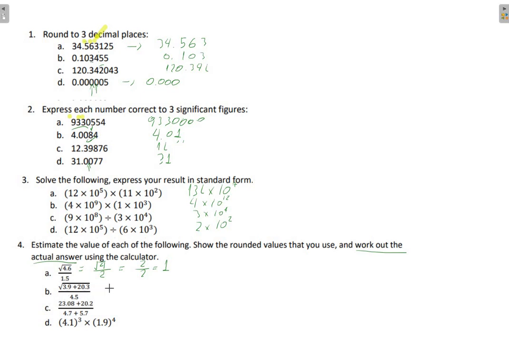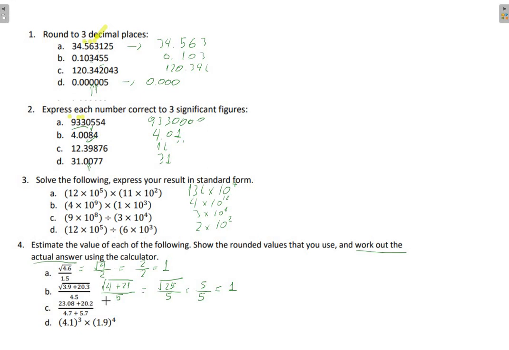In this case, you can do 3.9, you can round to a 4, 20.3, I can round it to a 21, square root, 4.5, I can round to a 5. The idea is that you round so you can solve this calculation without using the calculator. 4 plus 21, this is 25, divided by 5. 25 divided by 5 is 5, and 5 divided by 5 is also 1. In this case, you have 23.08 plus 20.2.